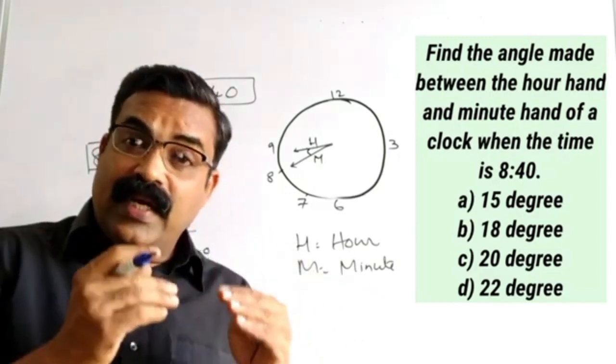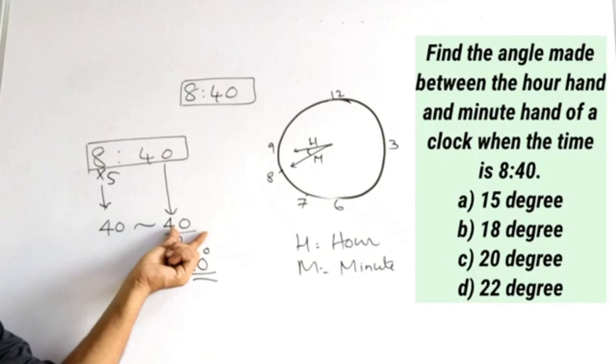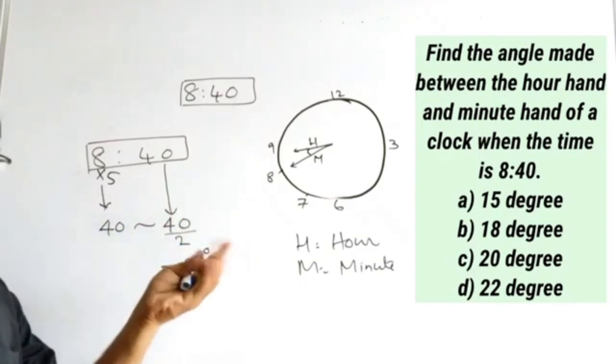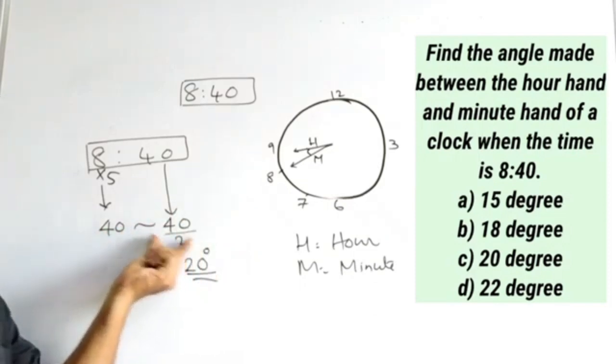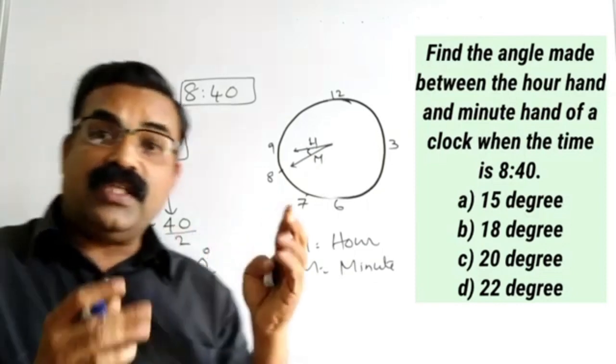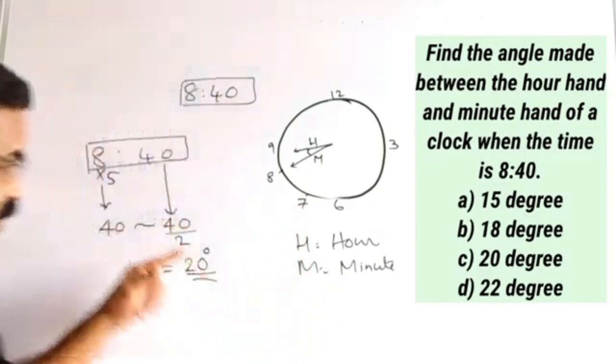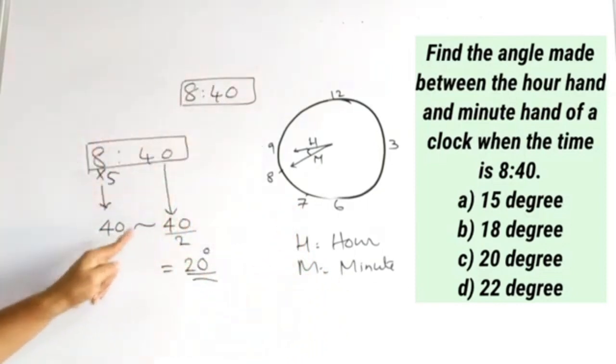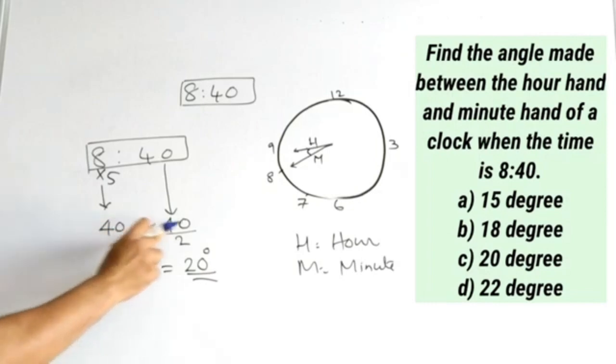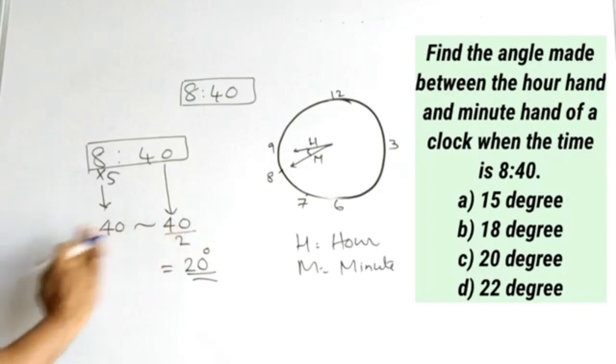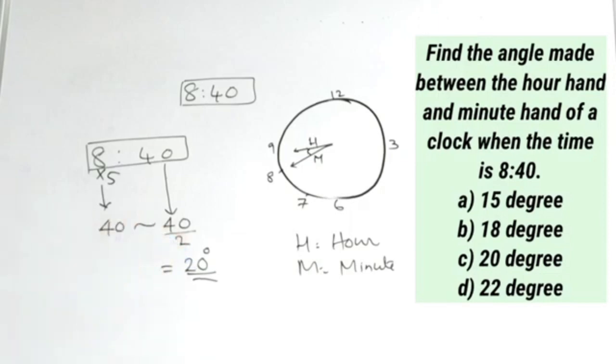But I told you, every time these two numbers will not be the same. There will be some difference. In some questions, there will be some difference. So what will we do? If there is no difference, you can just divide this by 2. Here it is 40, here also it is 40. So there is no difference, so you can divide that by 2 to get the answer.